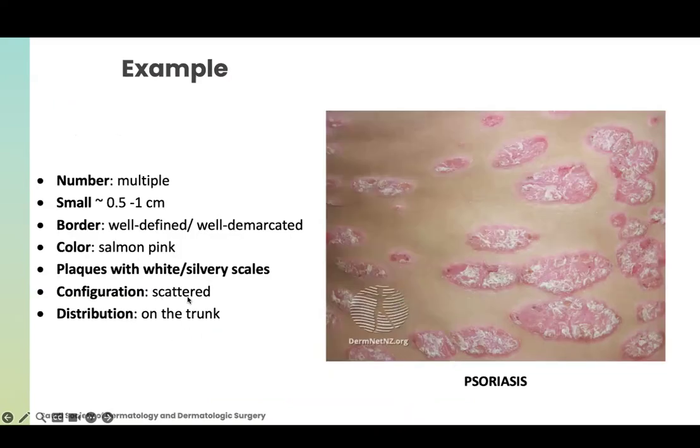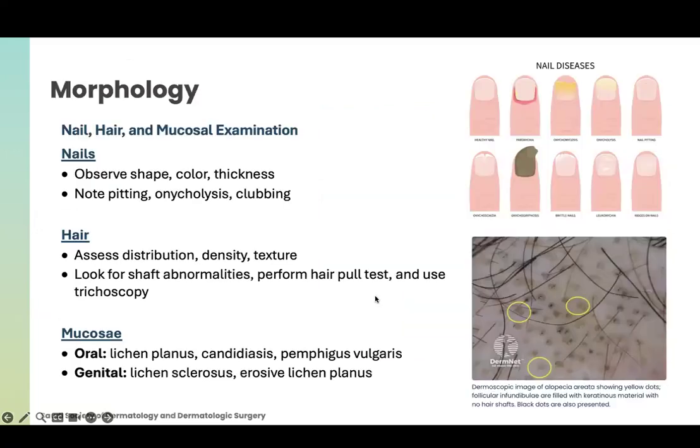As for the configuration, usually they're scattered. So I would like to say, for example, they're scattered all over the body. Sometimes we have intertriginous psoriasis, right? That's why it's important to mention the configuration and the distribution. Over here, it's distributed on the trunk. That's excellent. Good job, guys. Very proud of you.